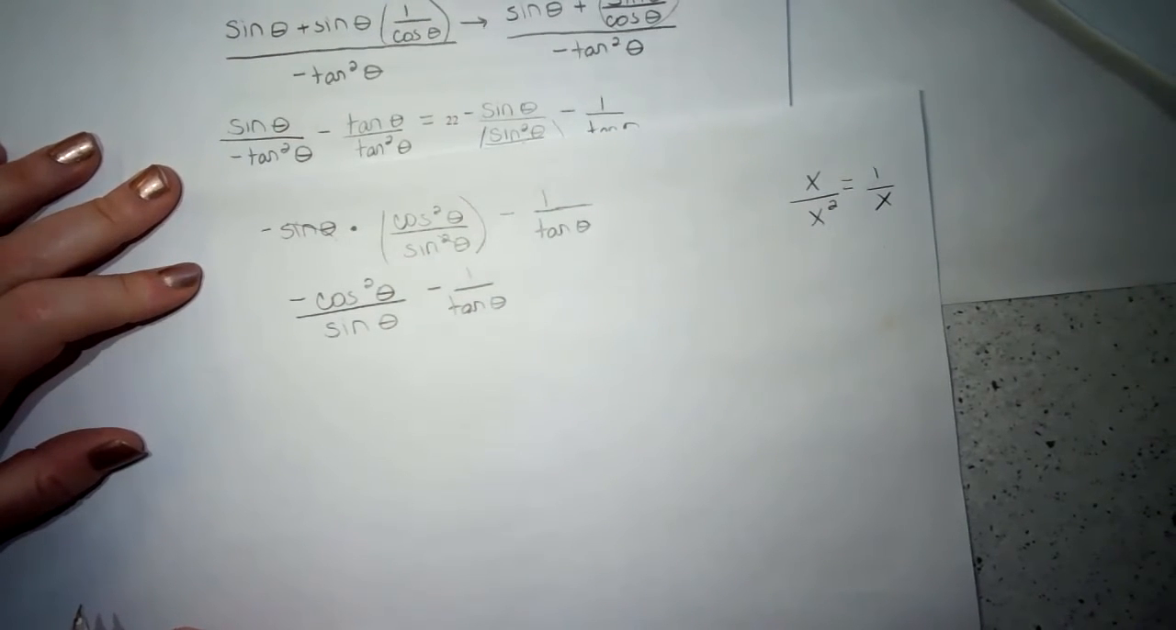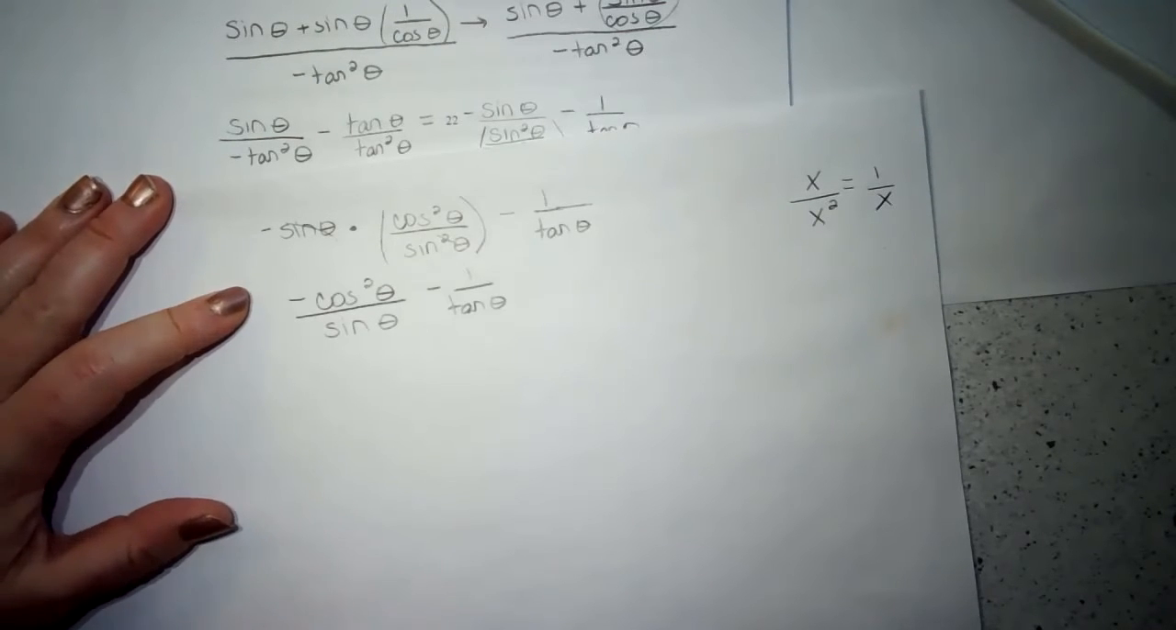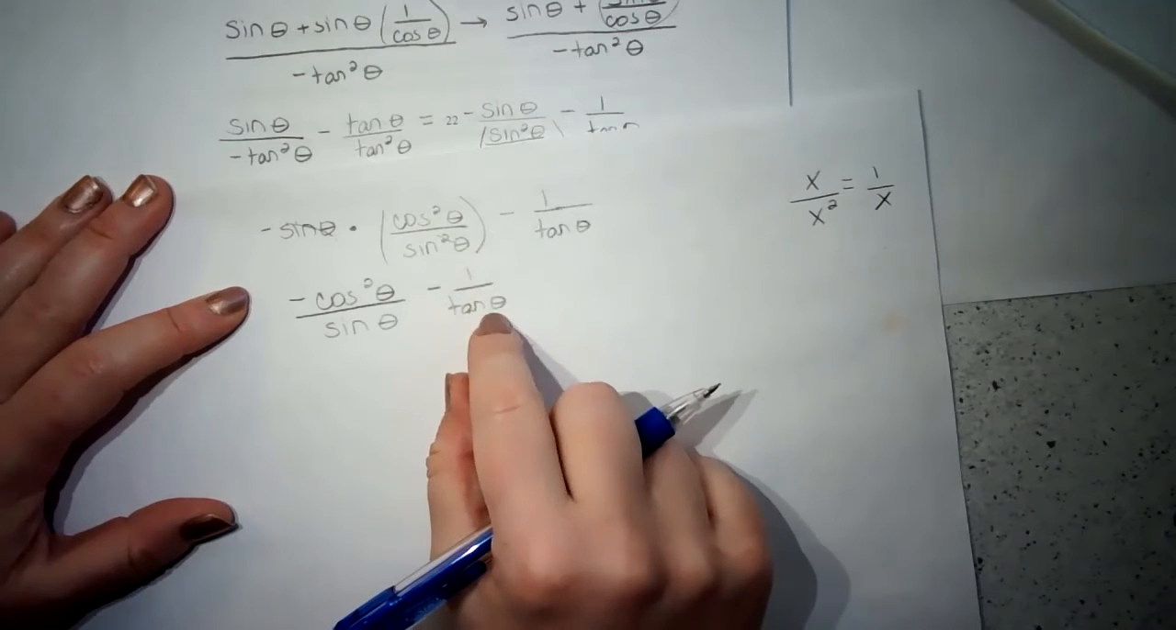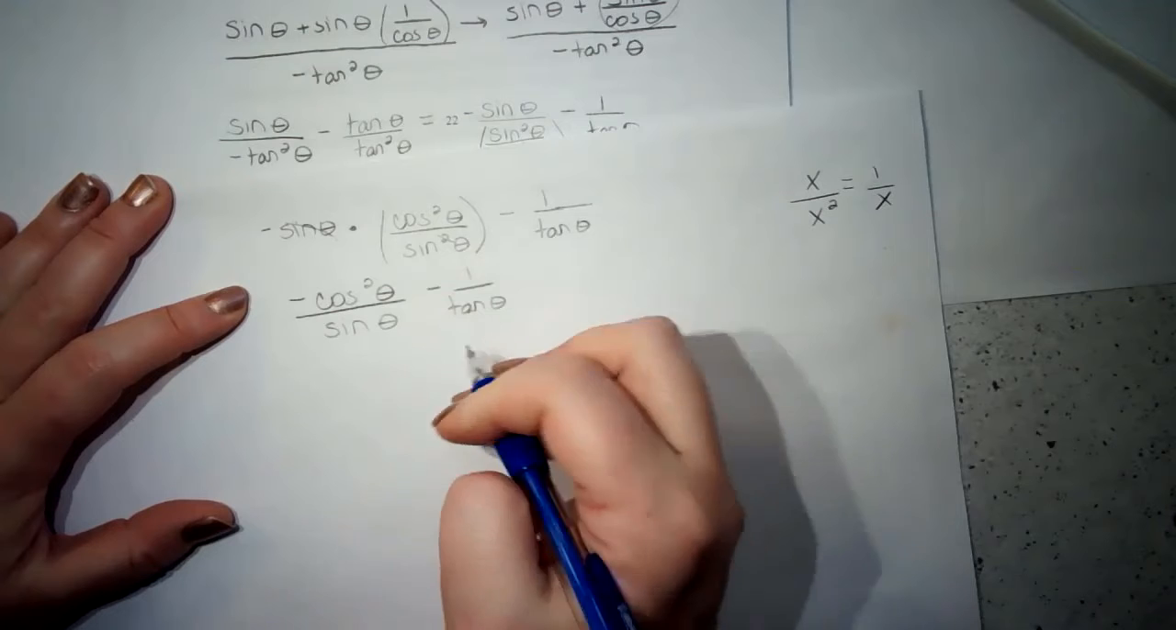Okay. I know this is just the never-ending problem. Hang in there. Okay. All right. We're going to keep on going here. What else could I do with 1 over tan theta so that it's not a fraction any longer?